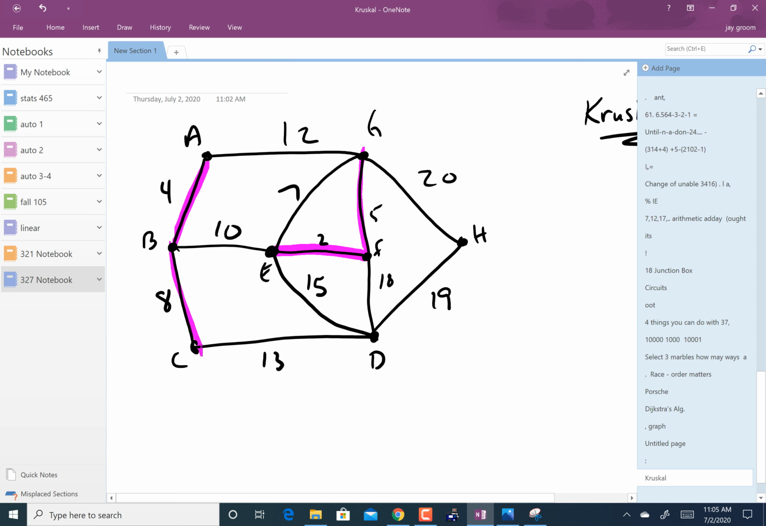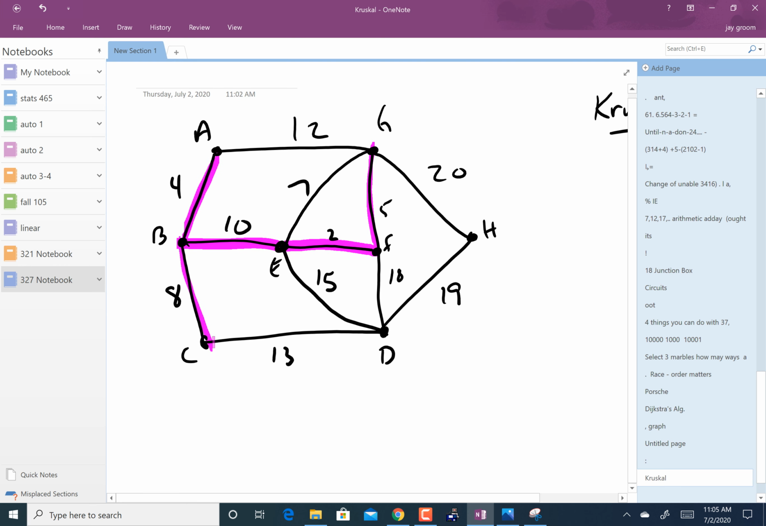All right. Who's next biggest after 8? 10. Cool. Done. Okay. Now, who do we need to connect to? Well, we need to get down to D eventually. Yes. And we need to get to H, obviously. So let's just keep going. That was 10. 12 will make a circuit. 13. Sweet. 15, I don't need it, can make a circuit. 18 makes a circuit. 19. Done. Okay, that's Kruskal.